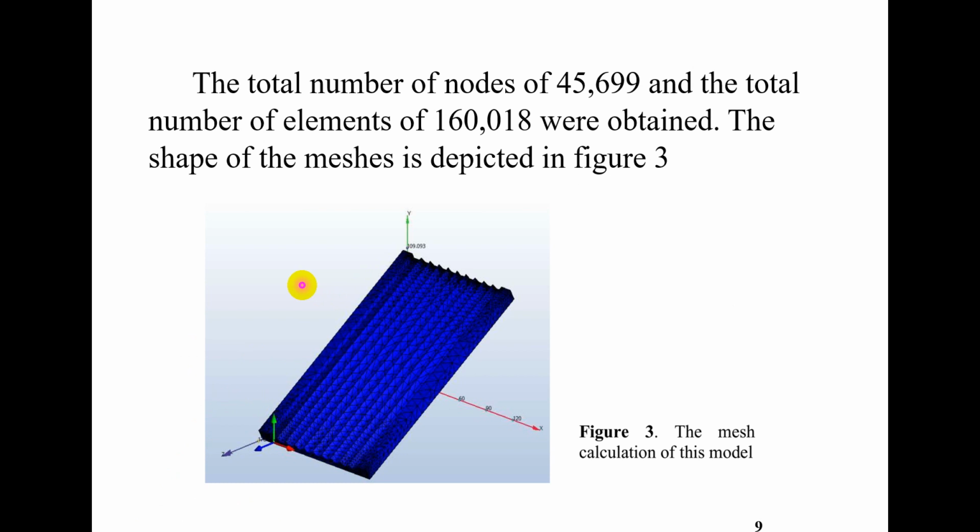After we adjust the boundary conditions and material, we continue to create the mesh calculation. The result of the mesh is that we have a total number of nodes of 45,699 and a number of elements of 160,018, and you can see the shape of the mesh in this figure 3.